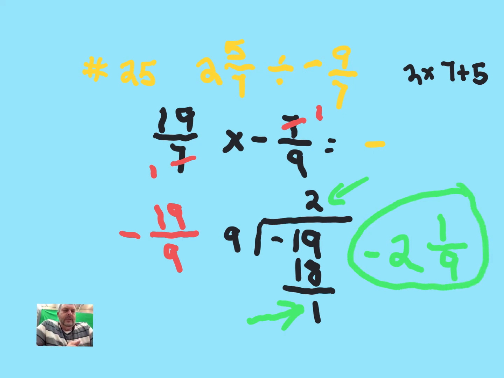All right, so this is Mr. Burns signing off, but again, I would encourage you, if I went too fast, rewind, watch things again, make sure you know how to do that. The big thing with division is remembering to flip the second fraction. Use the reciprocal.